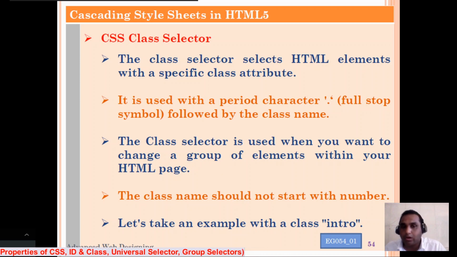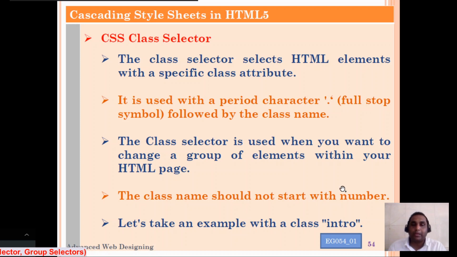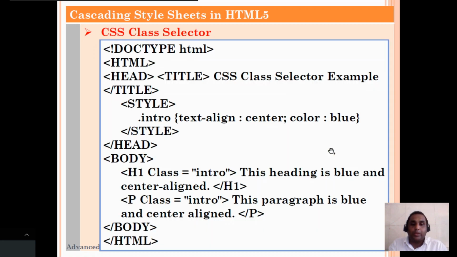ID was unique for a particular element. Class, if you want to give it to a group of elements within an HTML page. The class name should not start with a number. Make sure the class name never starts with a number. And let us see an example over here. I have written dot intro. Previously it was hash para. The name can be any name, whether it is intro or para or ABC or PQR. The name of a class and ID can be any, but if it is dot, it's class. If it is hash, it is ID.